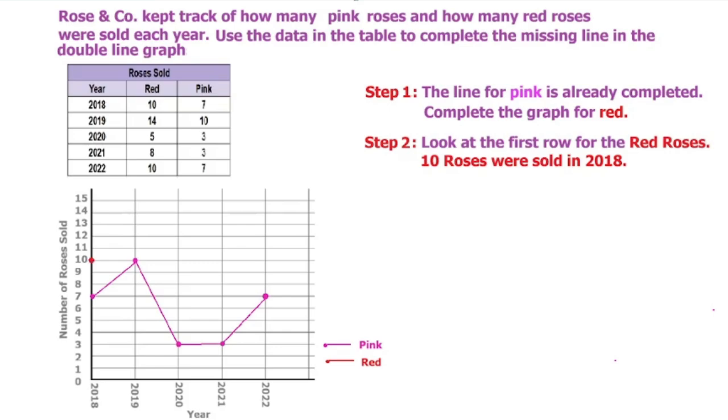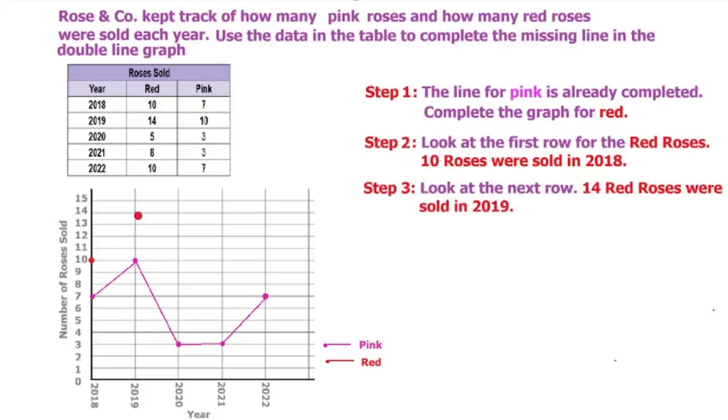So now we look at the next row. 14 red roses were sold in 2019. So this is the next row. In 2019, there were 14. So I'm going to expect to see a little red dot show up there. There it is. Okay.